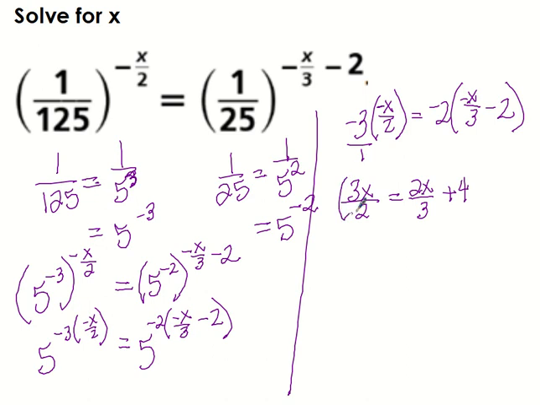So I'm actually going to multiply everything by 6, get rid of that denominator, if you remember that from equations. So 6 times 3 is 18. 18 divided by 2 is 9. See, now my denominator is gone. 6 times 2 is 12. 12 divided by 3 is 4. And 6 times 4 is 24.